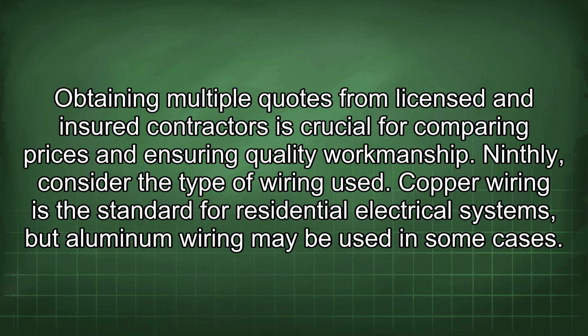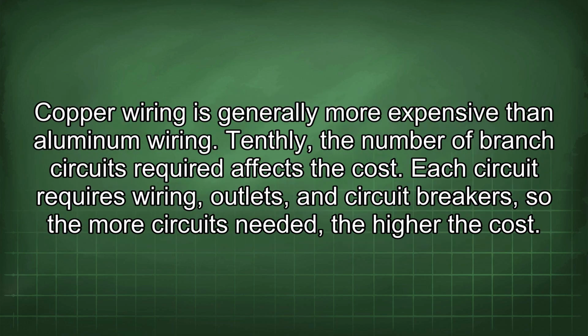Ninthly, consider the type of wiring used. Copper wiring is the standard for residential electrical systems, but aluminum wiring may be used in some cases. Copper wiring is generally more expensive than aluminum wiring. Tenthly, the number of branch circuits required affects the cost. Each circuit requires wiring, outlets, and circuit breakers, so the more circuits needed, the higher the cost.